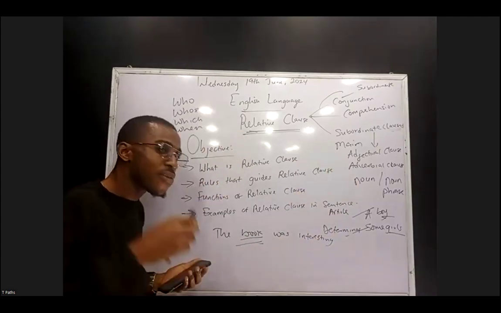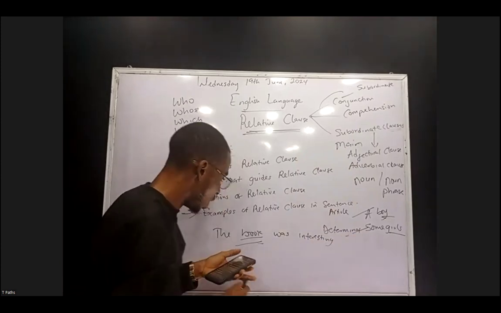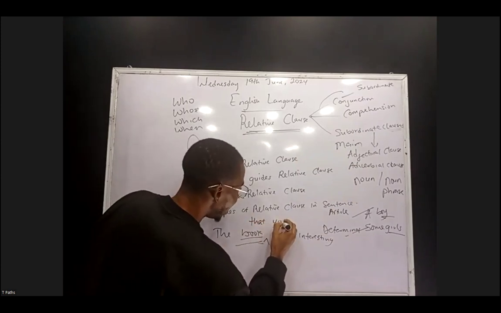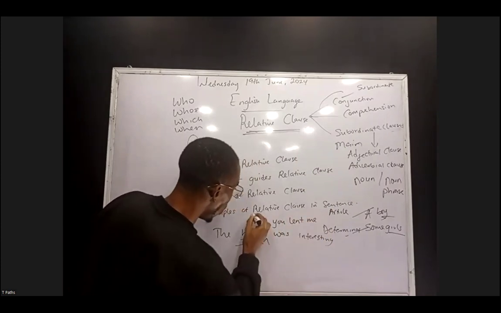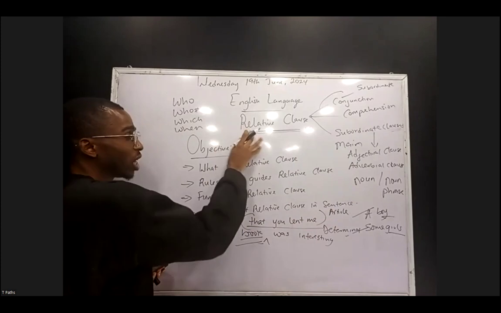But here, we need further information about the kind of book we are looking at, which is the one that is interesting. And then we can say, the book that you lent me was interesting. Can you see the aspect of a relative clause?